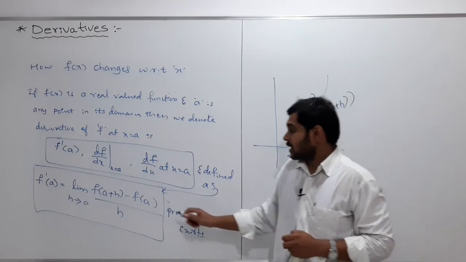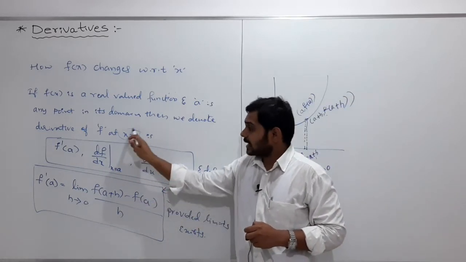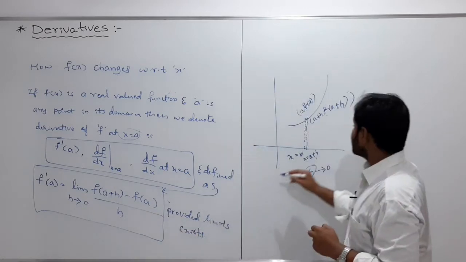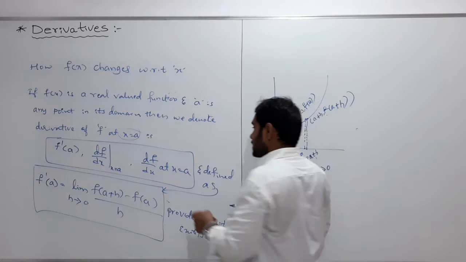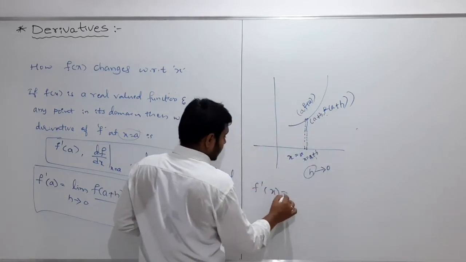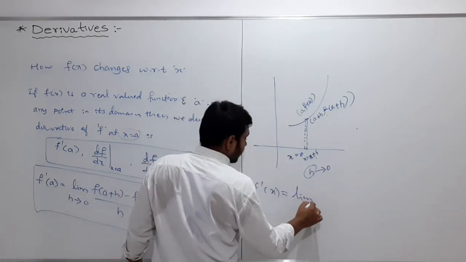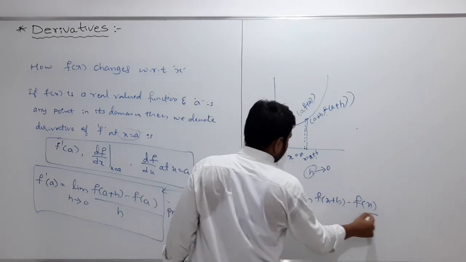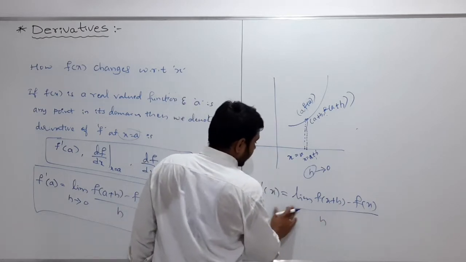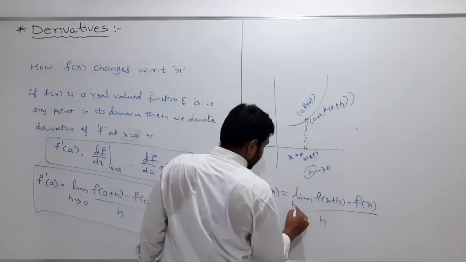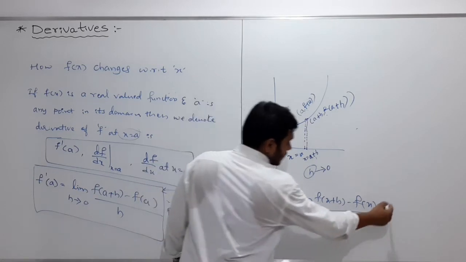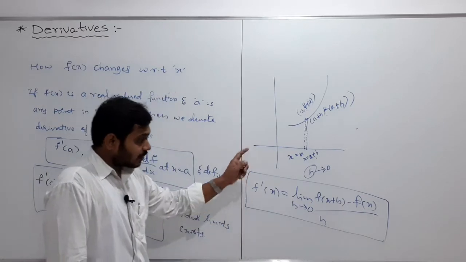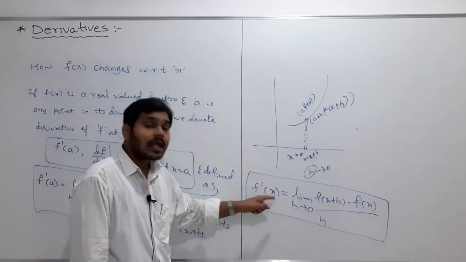And generally this is for the point x equals a, and at any x we can write it as f dash of x equals limit of [f of x plus h minus f of x] whole divided by h, as h tends to 0. So this is the derivative of the function f of x at any x.